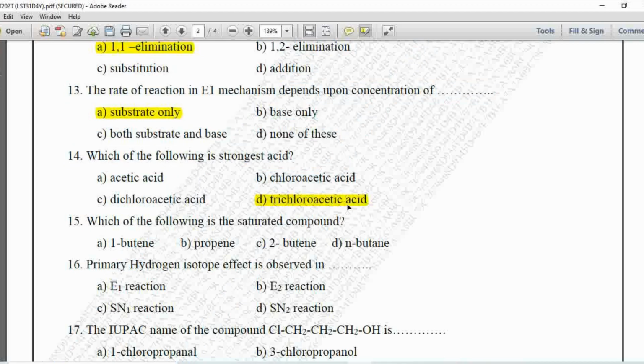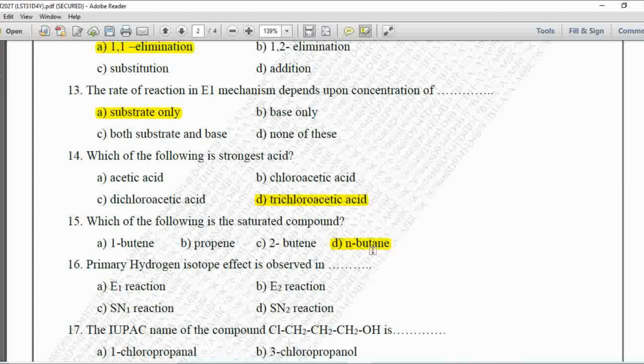Next, MCQ 15. Which of the following is a saturated compound? Option A is 1-butene, B is propene, C is 2-butene, and D is n-butane. As you know, saturated compounds do not have any double bond. These are the alkane compounds, which have single bonds only, and they are called saturated compounds. So here n-butane is the alkane, which is a saturated compound.